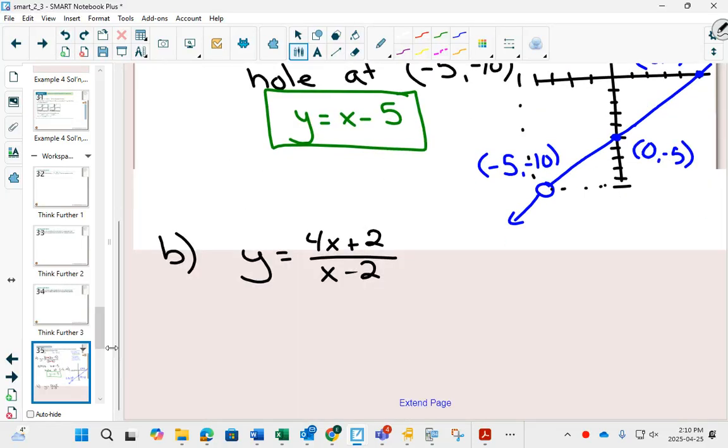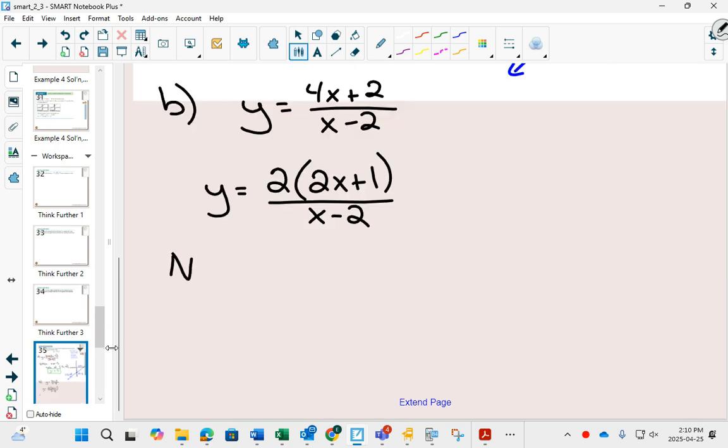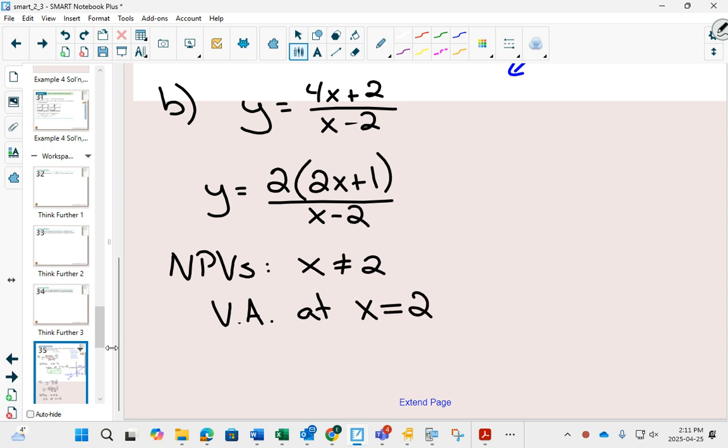So we have y equals 4x plus 2 over x minus 2. We would start by factoring. There's a common factor in the top. I can take out a 2. And I factor to see if anything cancels out, because my non-permissible values here, what would make you divide by 0? x can't equal 2. But in this situation, it doesn't cancel out. So last time it canceled out and we had a hole. This time we're going to have a vertical asymptote at x equals 2.